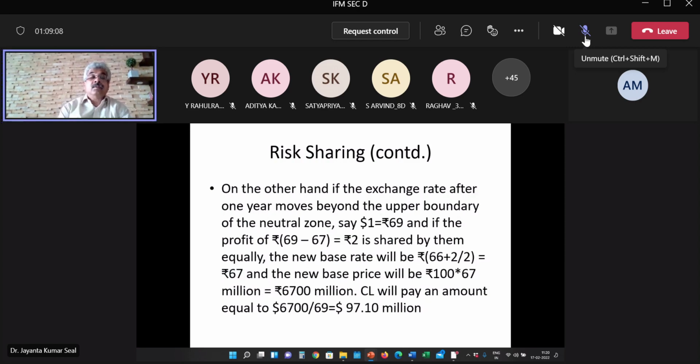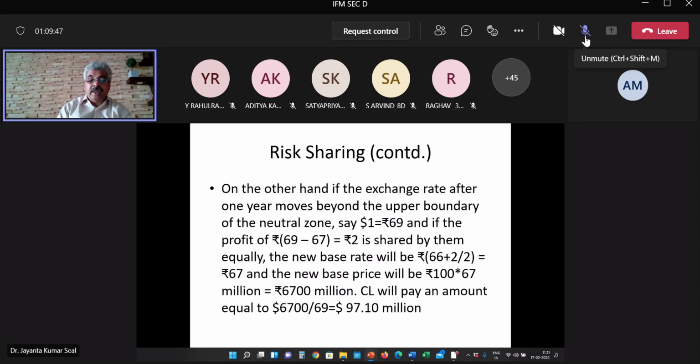What about profit? If the Indian rupee depreciates, suppose it depreciates to 69. So what is the profit? 69 minus 67, 2 rupees. If it is shared by them equally, 2 by 2. So the new base rate will be 66 plus 2 by 2, that is 67. And what will be the new base price? 100 into 67, that is 6,700 million rupees. So Creso Limited will pay an amount equal to 6,700 divided by 69, that is 97.1. So here the interesting part: Hindalco is receiving more, Creso is also paying less.